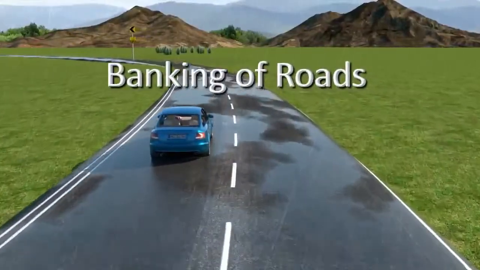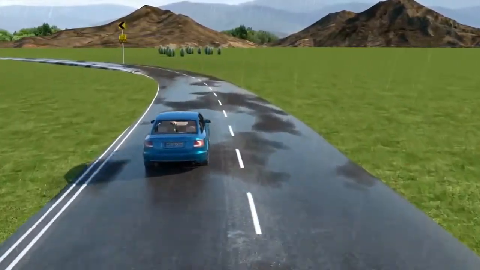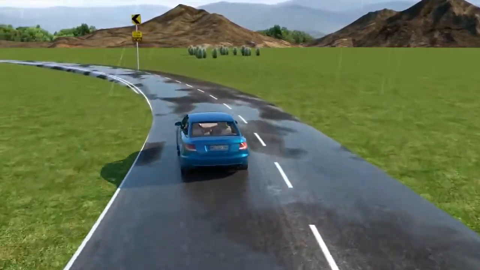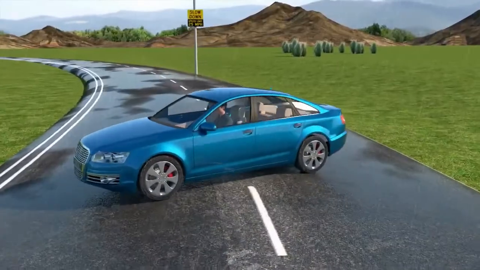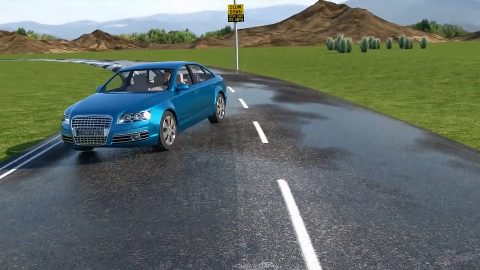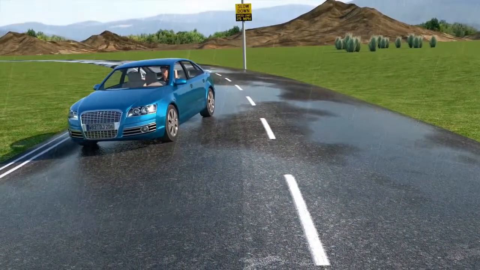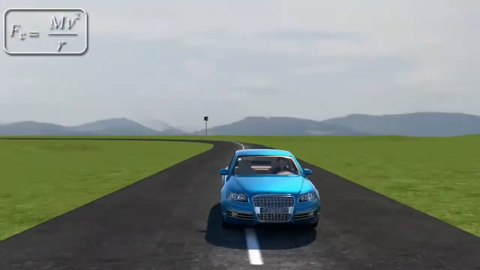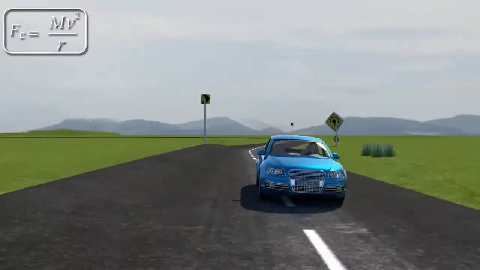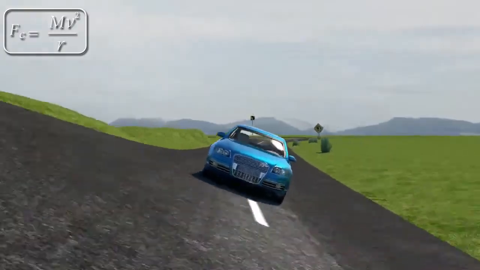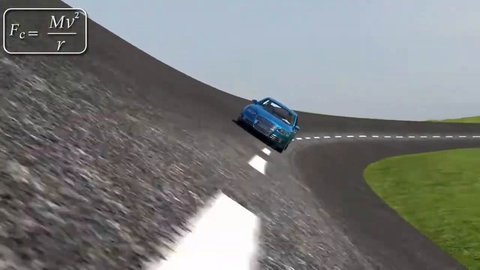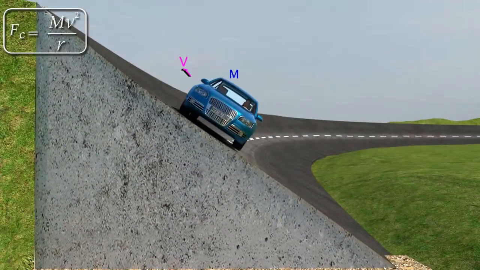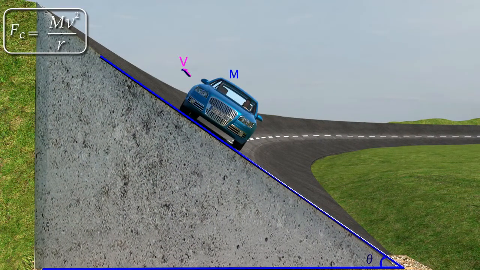Banking of roads. We cannot always rely on friction as it depends on external factors such as rain or frost, which significantly decreases the value of static friction. To avoid skidding of vehicles at turns, the outer edge of the road is raised up, which is called banking. Suppose the surface of the road at a turn makes an angle theta with the horizontal surface.